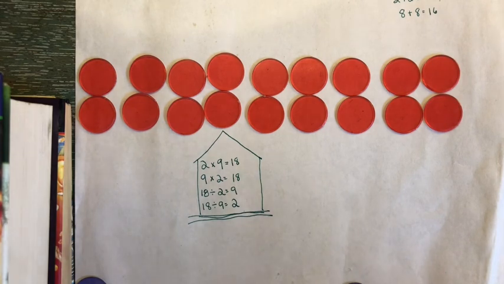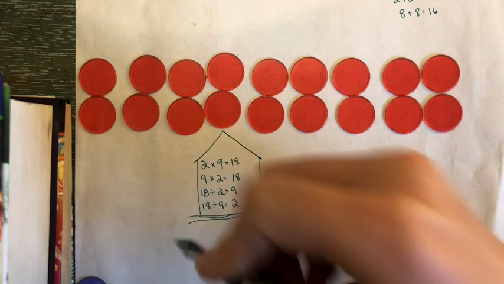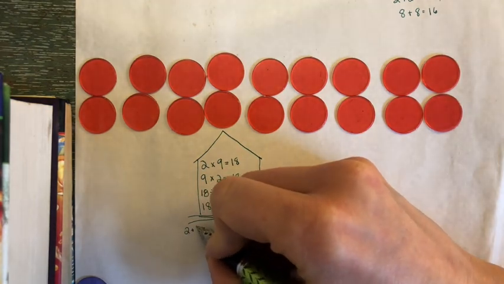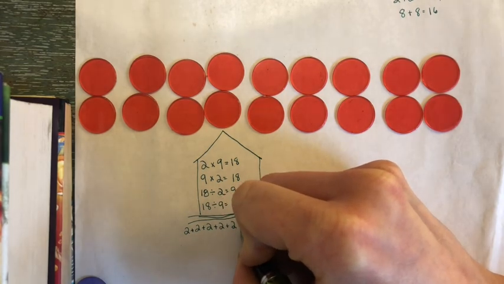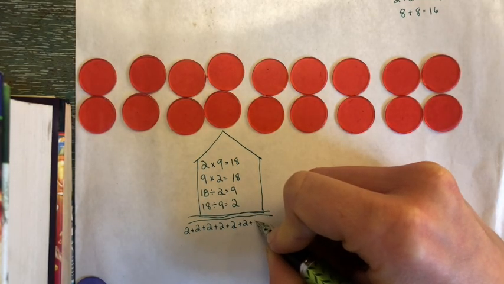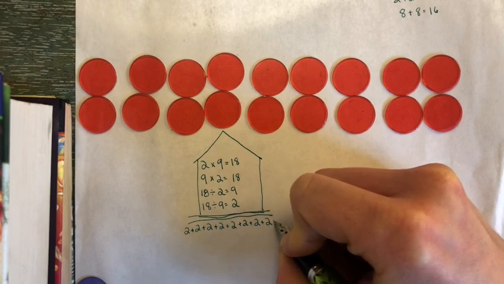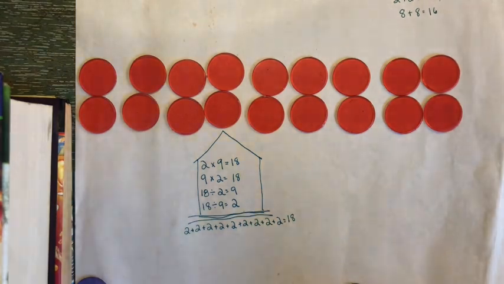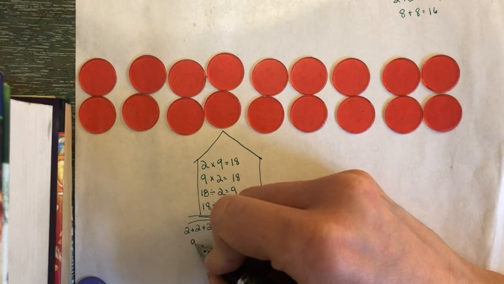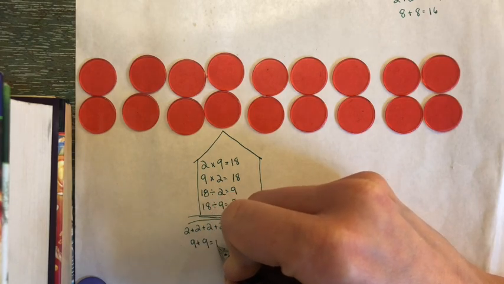So we have to do those repeated addition equations to show them to make sure that they have a solid foundation. So their house is built on repeated addition. You know there are 9 groups of 2, so it's like this. 1, 2, 3, 4, 5, 6, 7, 8, 9 groups of 2 is 18. Okay, and now I'm also doing 2 groups of 9. So 9 plus 9 is 18.